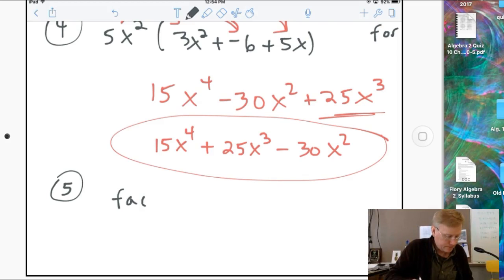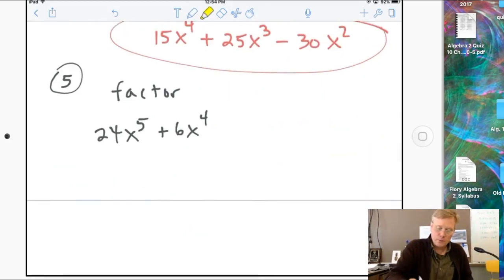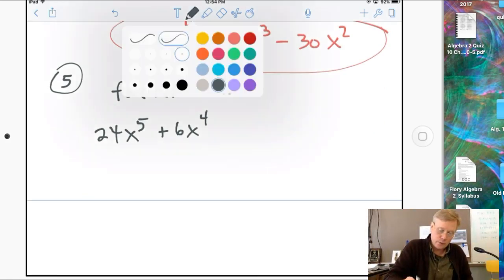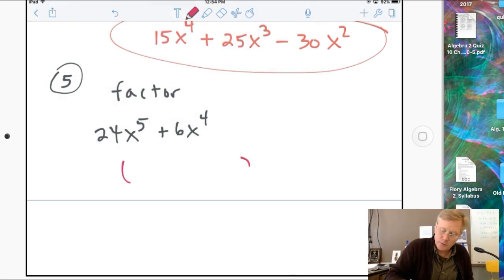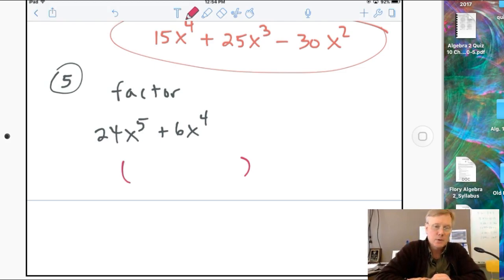Factor 24x to the fifth plus 6x to the fourth. All right, so this is one of the ones where I'm going to be pulling out a monomial, pulling one term out. You make parentheses and see what goes into 24 and 6, see what goes into x to the fifth and x to the fourth.